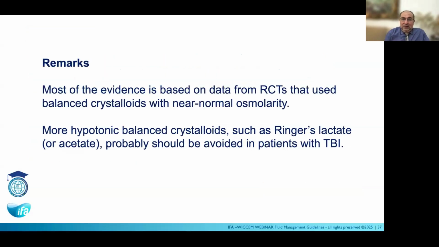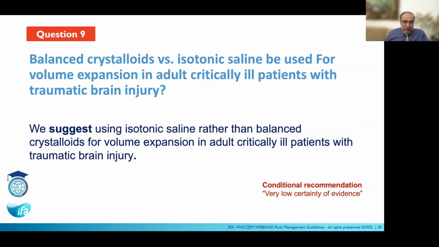If we look at the evidence for this group, there were 3 RCTs, and these studies, putting them together, showed that isotonic saline was associated with better outcome compared to balanced fluids, less mortality. Now, one thing to keep in mind is that these studies used balanced fluids mainly Plasma-Lyte, not LR. So the panel made a suggestion to use isotonic saline rather than balanced crystalloids for patients with TBI.